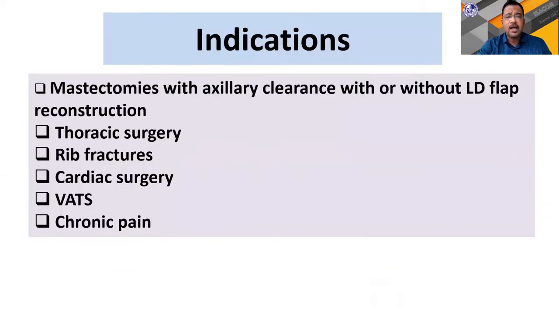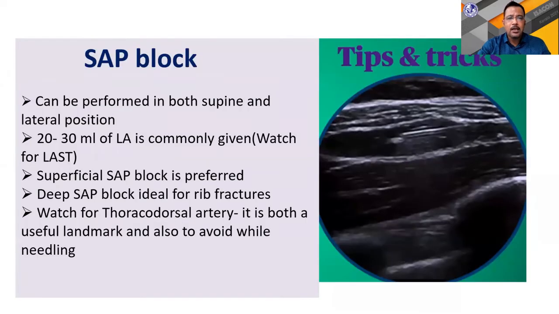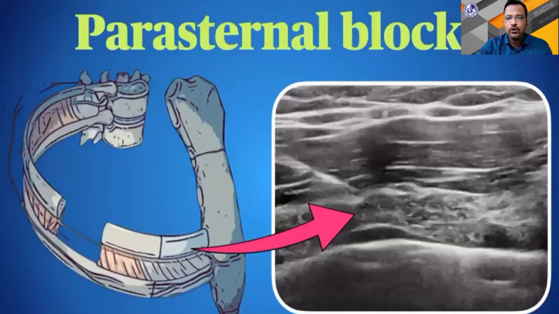So what are the indications? Mastectomies with axillary clearance with or without LD flap, thoracic surgery, rib fractures, cardiac surgery, VATS, and chronic pain. So what are the tips and tricks? The serratus anterior plane block can be performed in both supine and lateral position. 20 to 30 ml of local anesthetic is commonly given. Superficial SAP block is preferred. Deep SAP block is ideal for rib fractures. And what about the thoracodorsal artery? It is a useful landmark, and you also have to avoid it while you are needling.